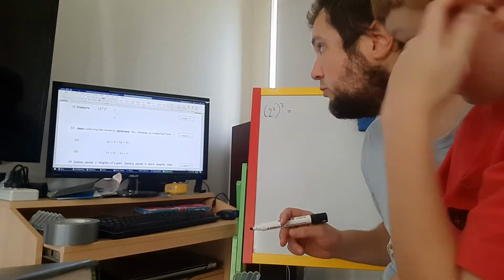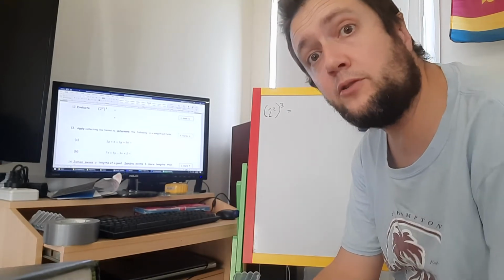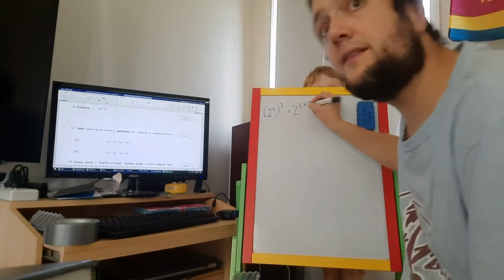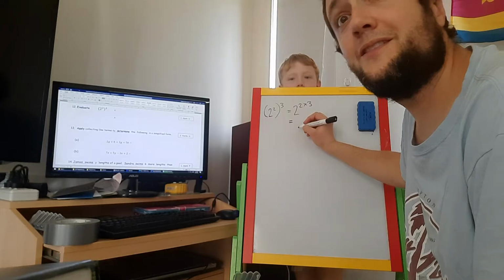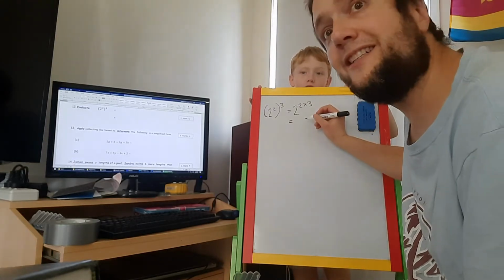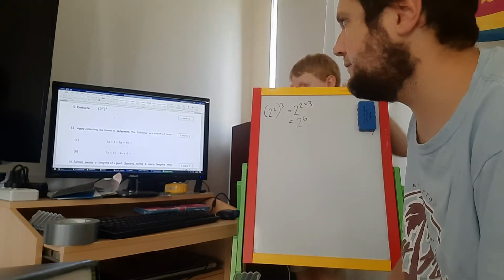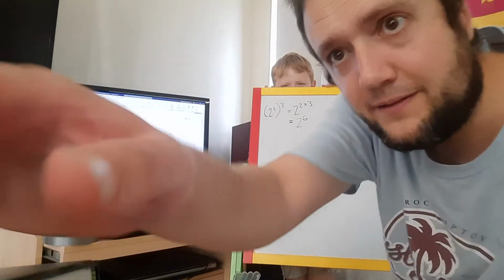All right, question 12. 2 to the power of 2, all to the power of 3. Another one of our index laws, when you have a power to a power, you can actually multiply the indices. So what does that give us? 2 to the power of? What's 2 times 3? 6. That's right, 2 to the power of 6. That's all we're after there. So index laws, power to a power, multiply the indices.